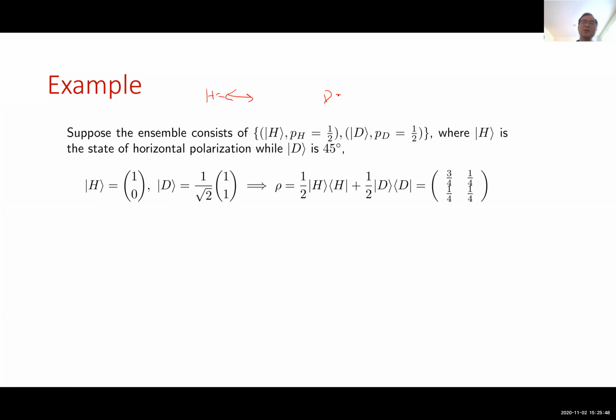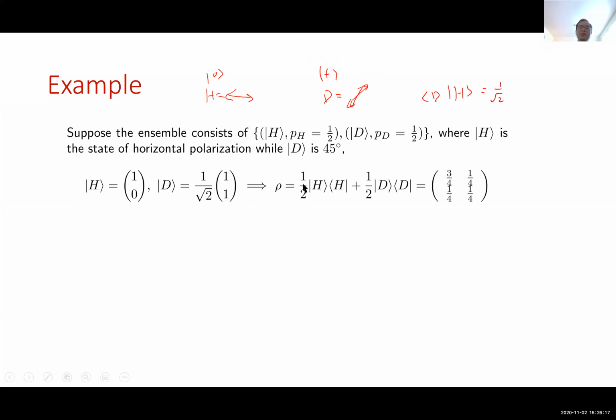And this is diagonally polarized light. And they appear with probability 1/2. And we know they are not orthogonal. So H, so this would also be 0, and this is plus. H and D have overlap 1/√2. So if you want to write in terms of vectors, this is how they look.